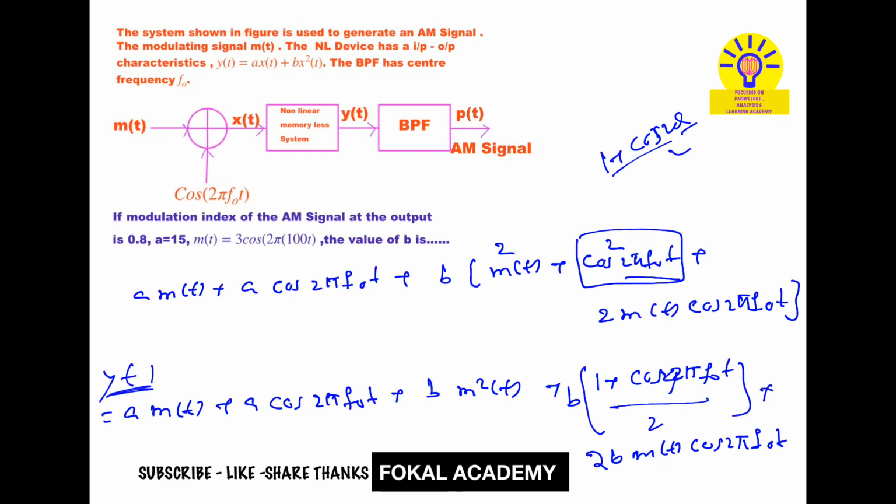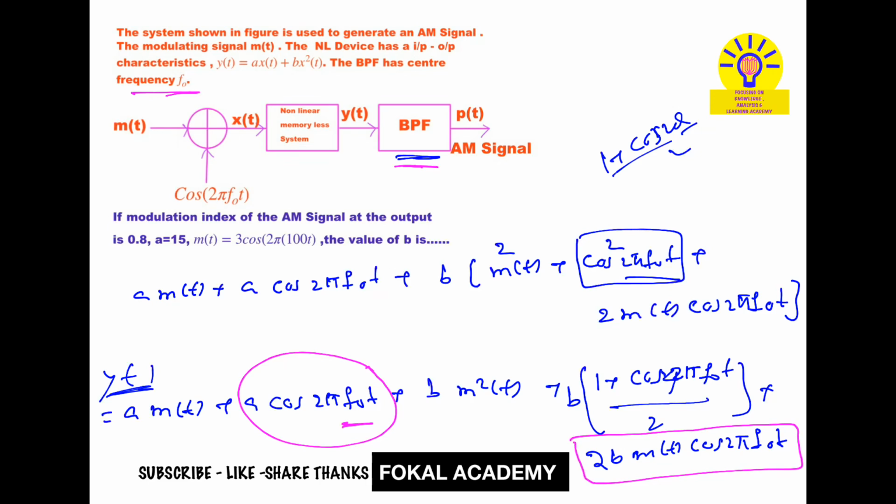This is given as input to the band pass filter. The band pass filter allows only the signal which has frequency f₀. When you observe this function, a·cos(2πf₀t) has frequency f₀, and 2b·m(t)·cos(2πf₀t) also has frequency f₀. But cos(4πf₀t), that is 2π·2f₀t, has frequency 2f₀, so this is not selected. Only these two signals will be selected as output of the band pass filter.